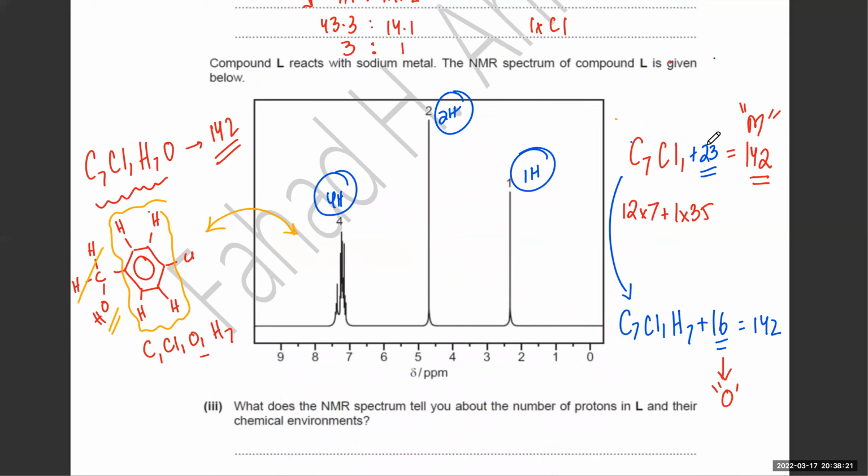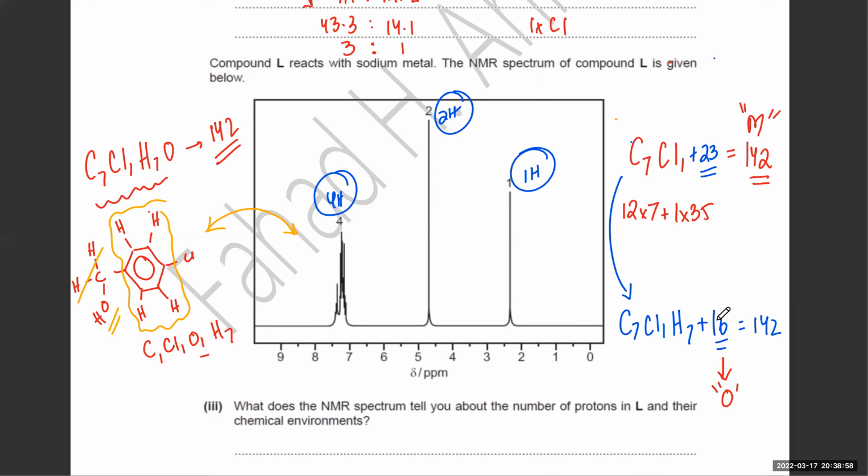So there's a mass missing. When I looked at the NMR spectrum, they gave us the heights of the peaks as well. There are 3 chemical environments: 4 hydrogens in this environment, 2 hydrogens in this environment, and 1 in this environment. So you have a total of 7 hydrogens, right? If I add all of them up, I've got 7 carbons, 1 Cl, and 7 hydrogens. So to make it up to 142, there should be 160. There should be something that has a mass of 16. So that must be an oxygen atom. Is that clear?